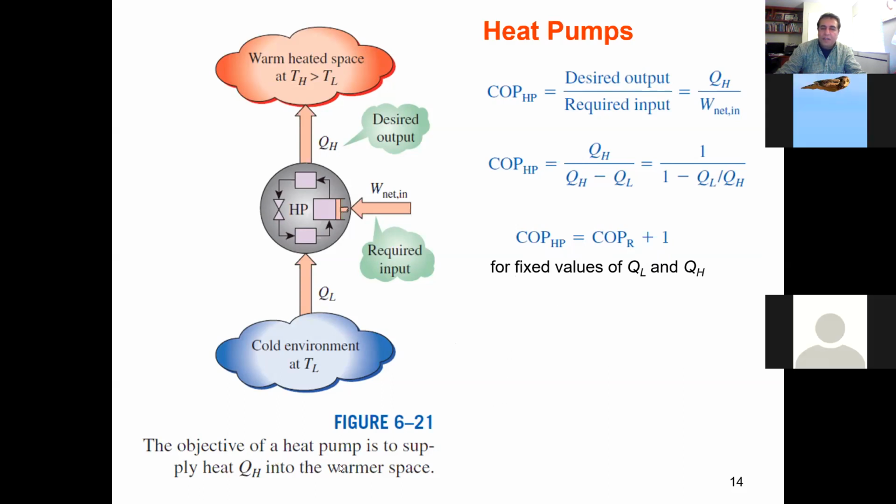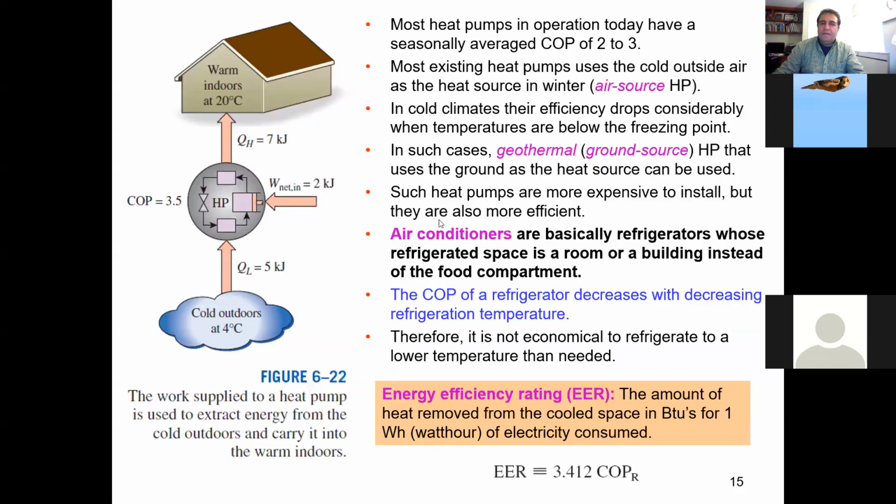So the objective of a heat pump is to supply heat into the warmer space. We already talked about that. Okay, this is the heat pump. Most heat pumps in operation today have a seasonally average coefficient of performance of 2 to 3. Okay, because when you purchase thermodynamic devices, or when you purchase the heat pump, AC, and all that, it costs money. So sometimes you don't need to have a high level of heat pumps or AC.